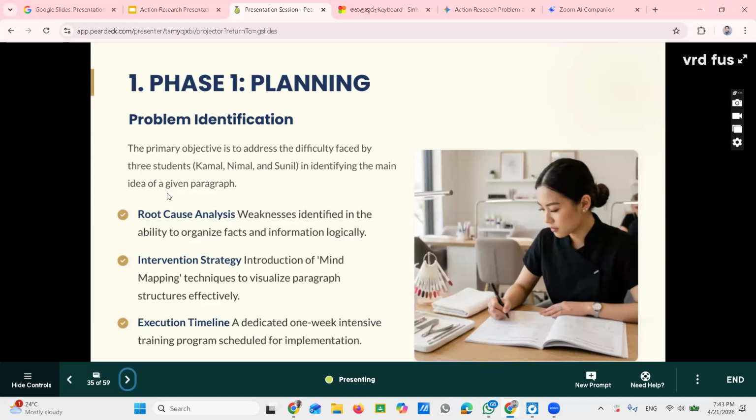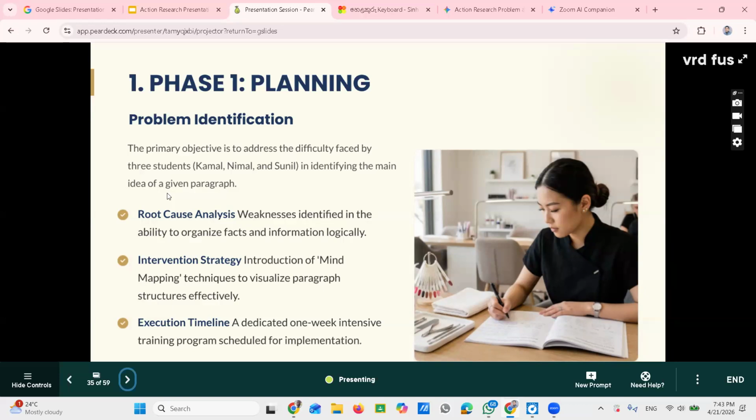It's not about language, any language. Once we give a paragraph, by reading it, normally students should be able to understand it. But these three students do not understand. They are having difficulty getting the things in the paragraph. That's the problem. That problem identification you want to do under planning.